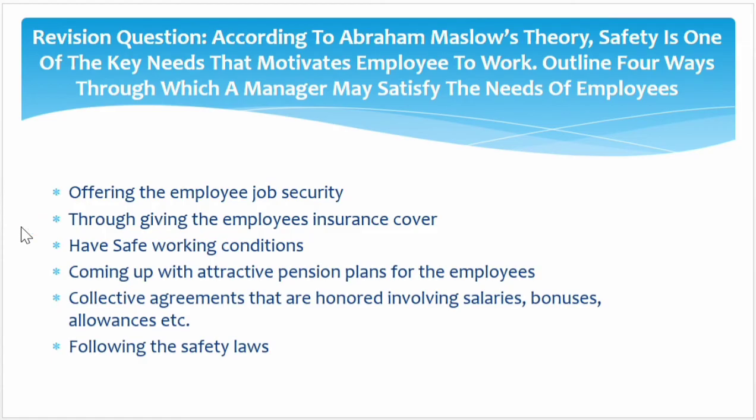Another one is through coming up with agreements in case they want salary increment, in case they need bonuses, you come up with an agreement. In case they need allowances, and you actually fulfill them. And also coming up with safety laws. If they're working in a workshop, they maybe need to be wearing safety clothes, helmets and the like. These are some of the ways a manager can apply to ensure that his or her employees are safe.